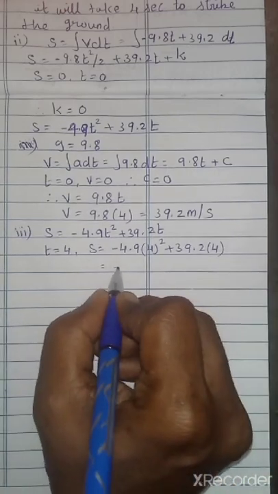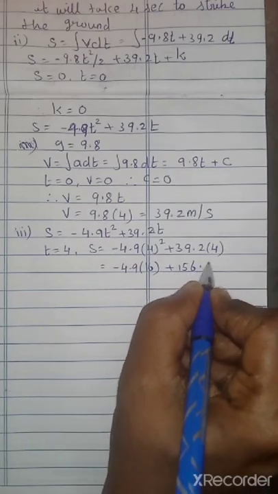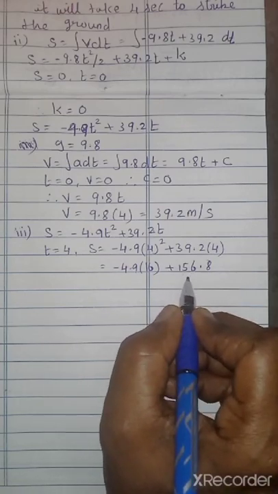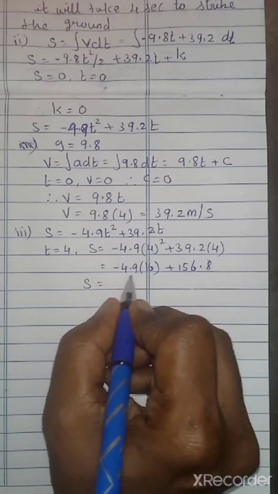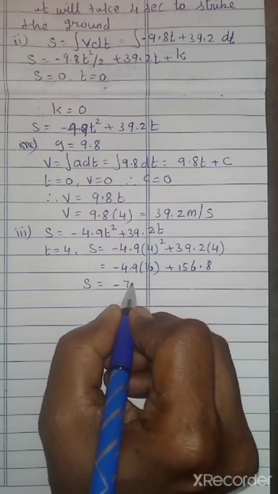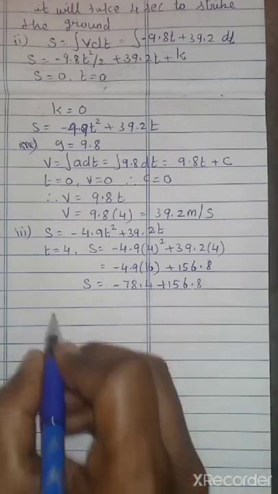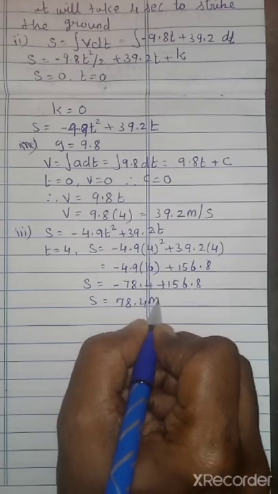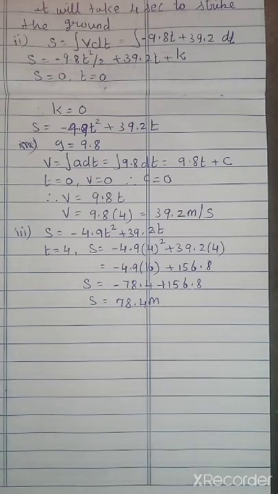that is minus 4.9 into 16 plus 156.8. Either you multiply, you will get 156.8. So s is equal to, this one you have to multiply 4.9 into 16, that is minus 78.4 plus 156.8, and if we subtract you will get s equal to 78.4 meter. That is the height the ball will rise, 78.4 meter. This is your final answer. So with that we complete this exercise.